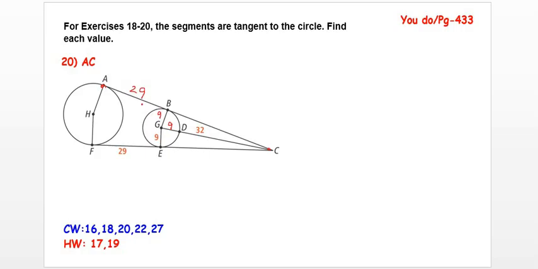Now look at the right triangle. This is the right triangle. Why is this the right triangle? Because this is the tangent and this is the radius of the circle. So the tangent and the radius of the circle will be perpendicular to each other.